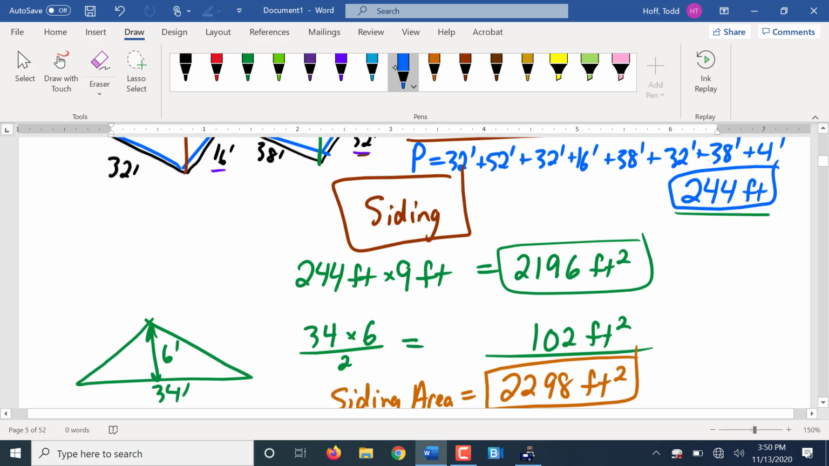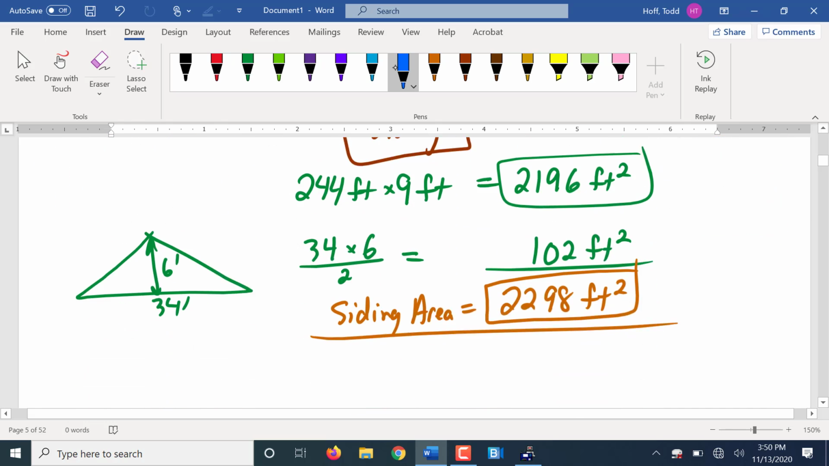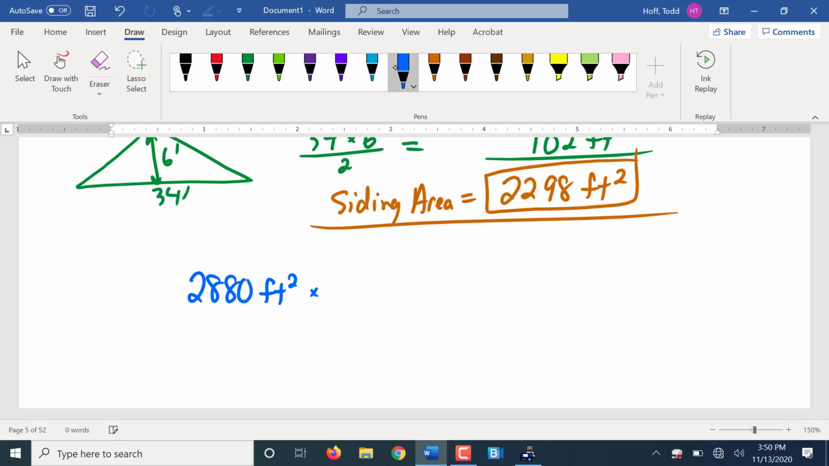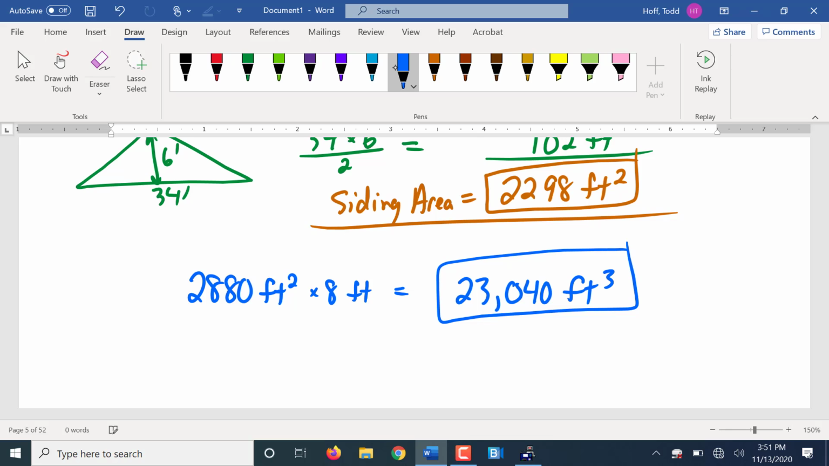We have the floor area. What was our floor area? 2880 square feet. Assume 8-foot ceilings on the inside. So just times 8, you got it. What's that give us? Was it 2340 cubic feet? So that's the volume of the house.